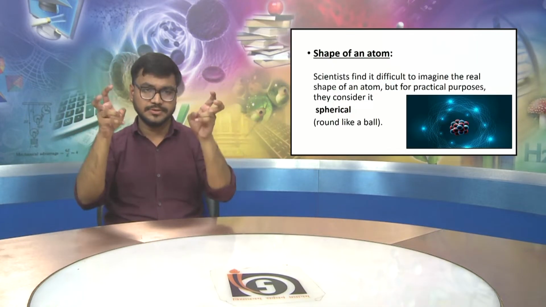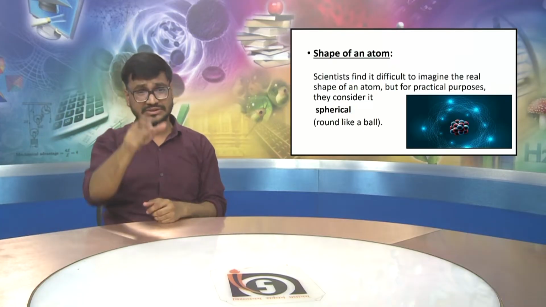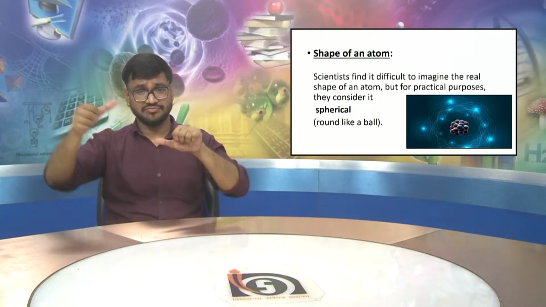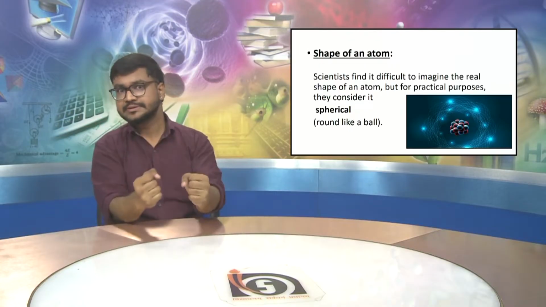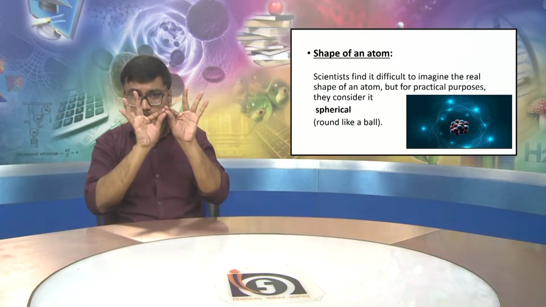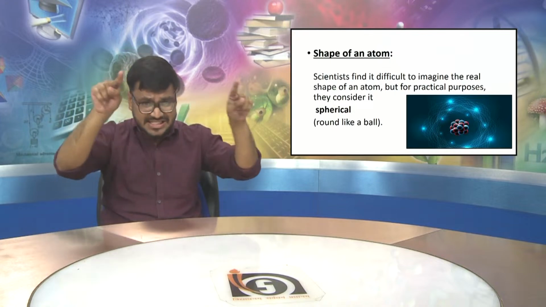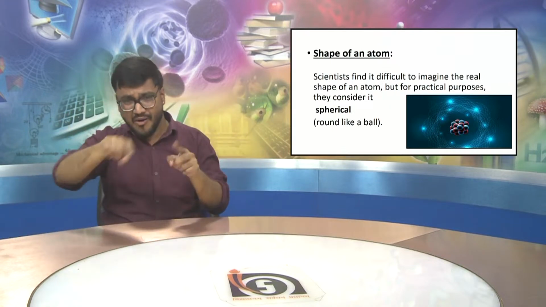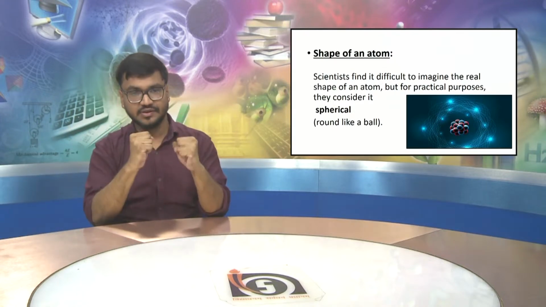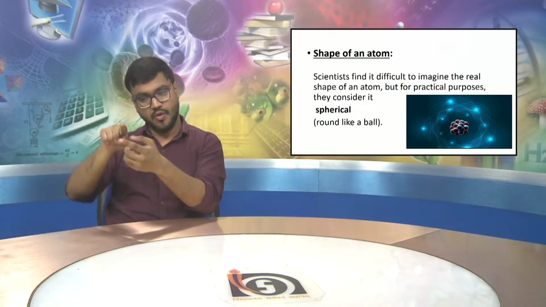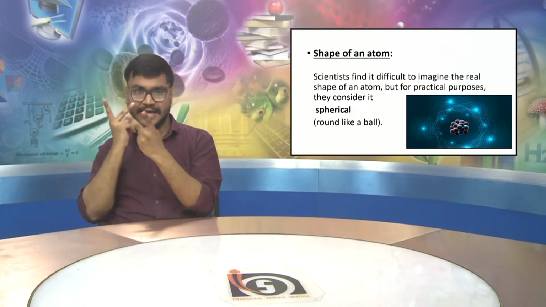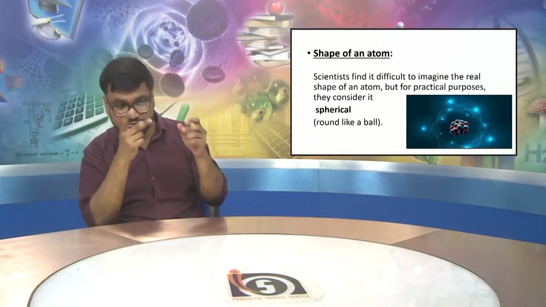Shape of an atom. Scientists find it difficult to imagine the real shape of an atom, but for practical purposes, they consider it spherical. Spherical, round like a ball.